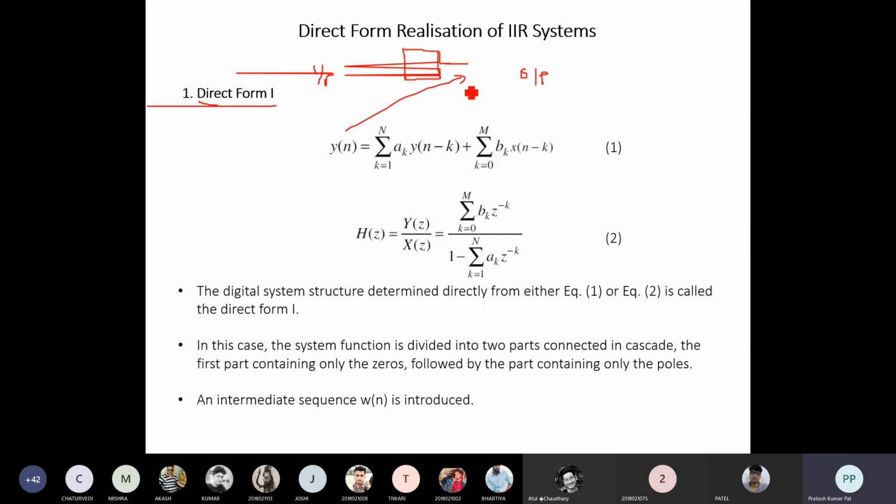Y of n is your output, and in the input part, we are giving the input in terms of either x of n or a delayed version of x of n. Okay, so either we are giving the present value, that means present value will be x of n. And if it is x of n minus k, that means we are giving the delayed version of x of n, so that will be considered as the past value. So we will be providing x of n minus k.